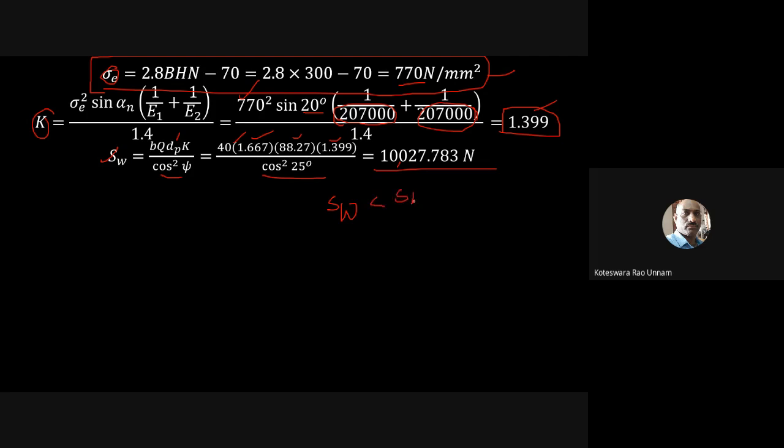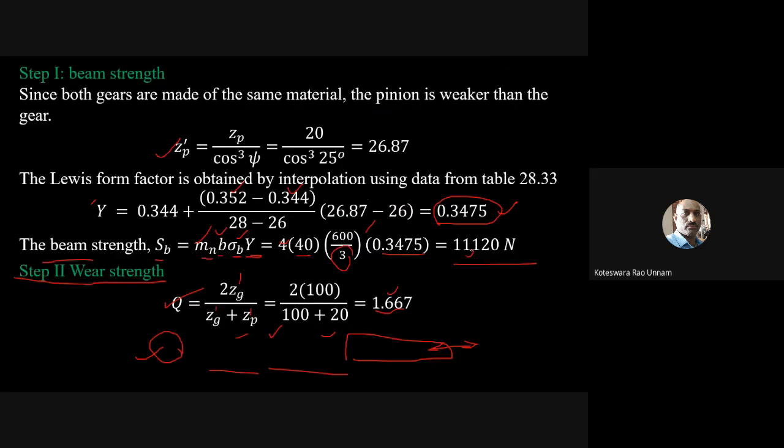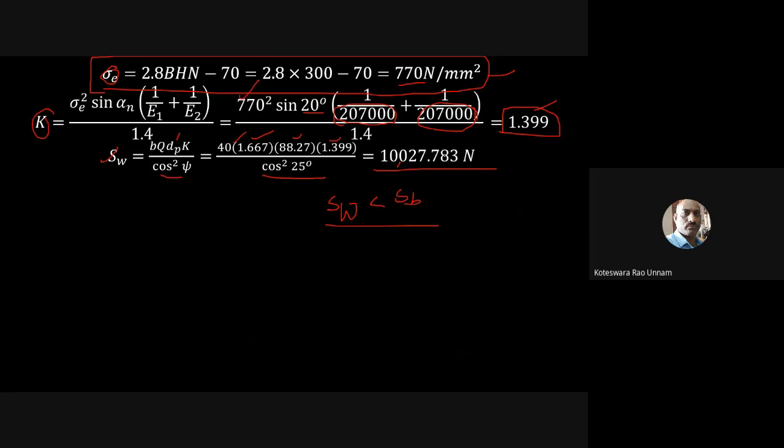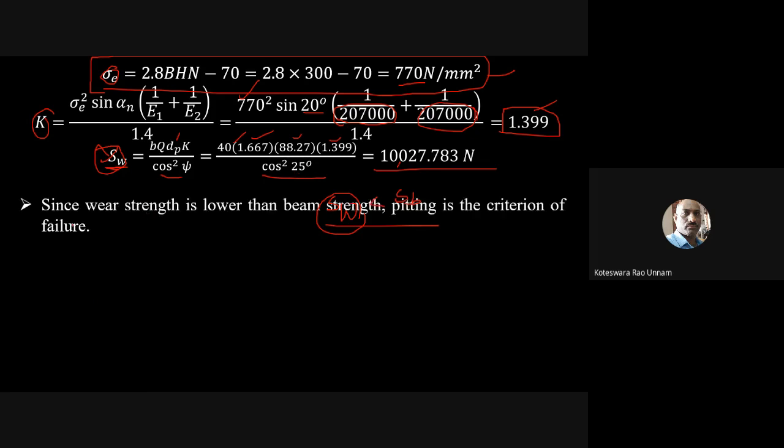If you compare this SW to SB, your SW is less than SB. Beam strength is around 11,000, here it is around 10,000 only. The beam strength is 11,120, and wear strength is only 10,027. So wear strength is the minimum value. Therefore, the gear teeth are going to fail by pitting failure. So SW is going to be the failure criterion, the load you have to use to calculate the power transmitted or rated power of the gear tooth. Since wear strength is lower than beam strength, pitting is the criterion for failure.